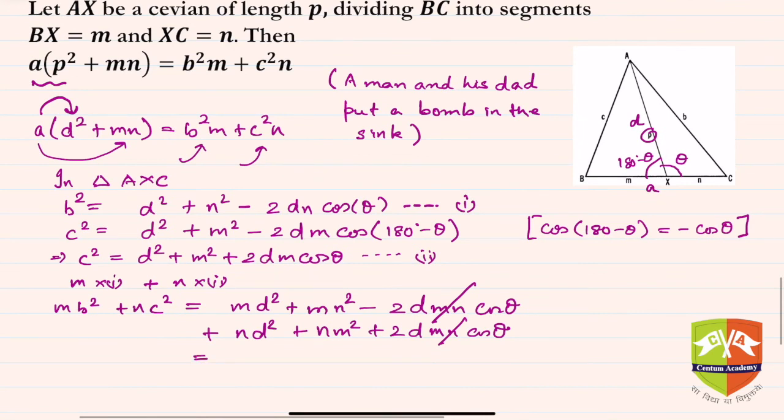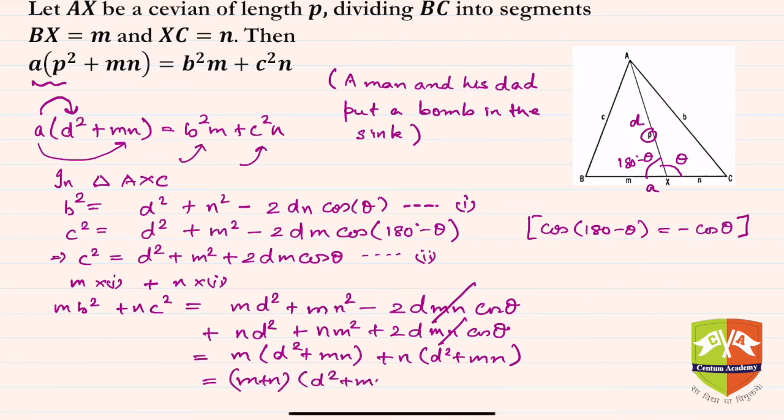In the RHS, let's take out what is common. Taking M common in the first case, you get M times D square plus MN, and in the second case N times D square plus MN. That means this is nothing but M plus N times D square plus MN. And what is M plus N? M plus N is A, so simply A times D square plus MN. So this is what the theorem is, and we could prove it.